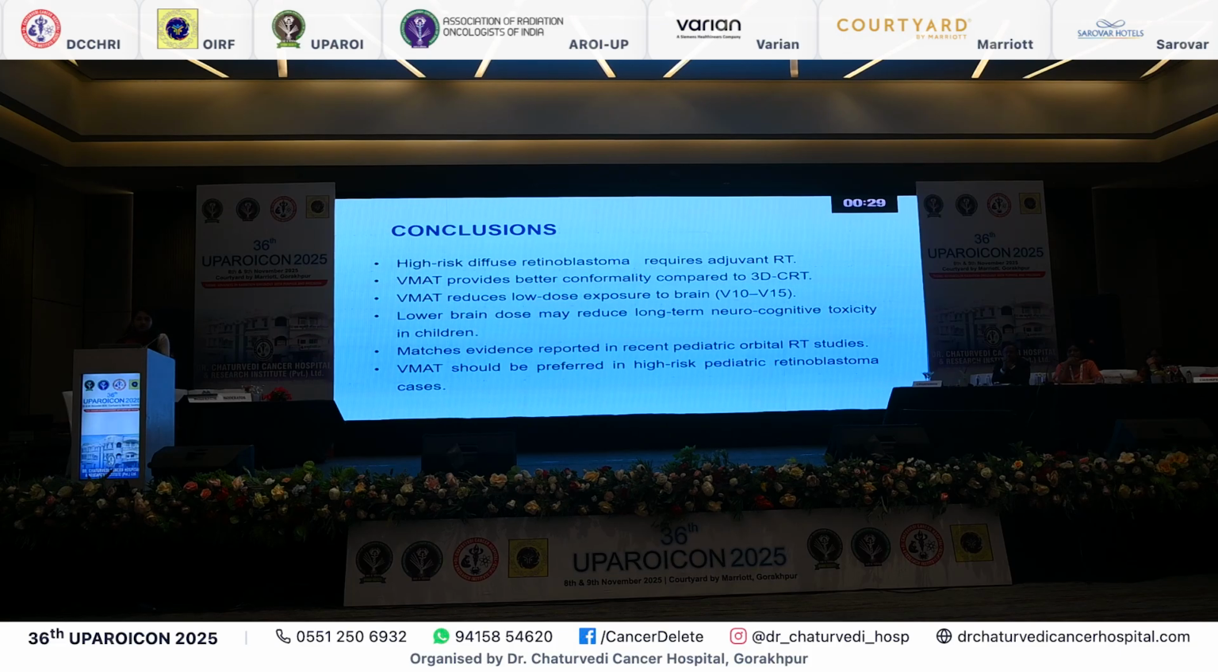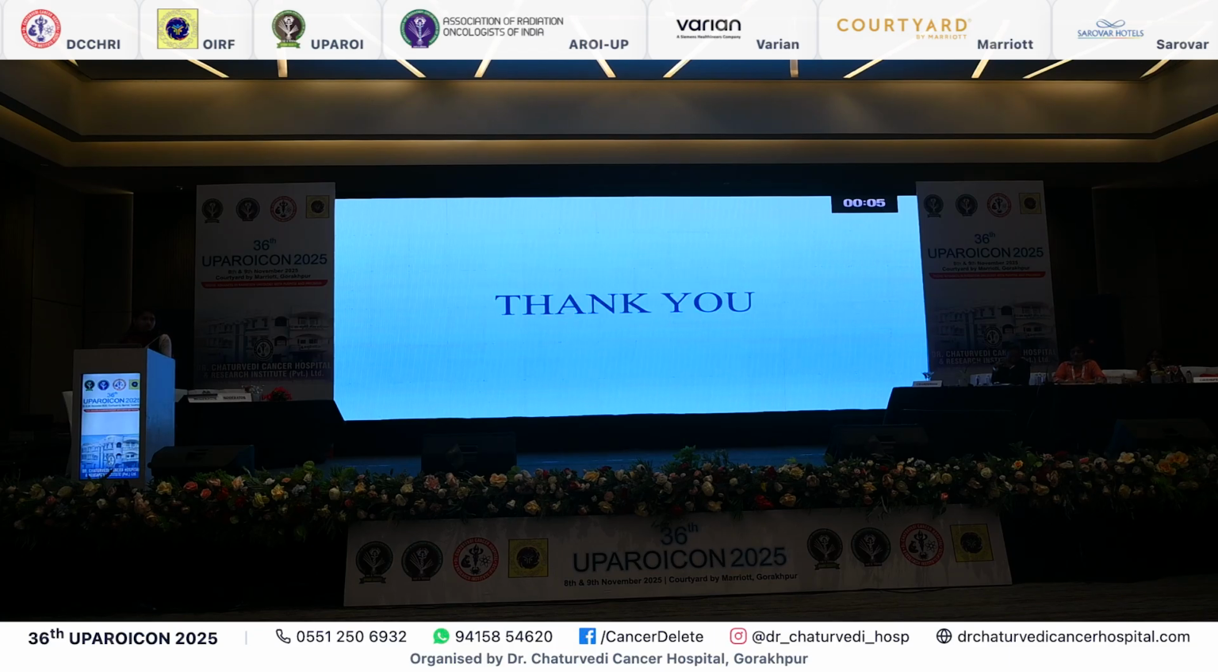In conclusion, high-risk diffuse retinoblastoma requires adjuvant RT, and VMAT provides better conformity as compared to the 3D CRT. And also VMAT reduces the low dose exposure to the brain while comparing the V10 and V15 of the brain. Lower brain dose may reduce the long-term neurocognitive toxicity also, and therefore VMAT should be preferred for high-risk pediatric retinoblastoma cases. Thank you.